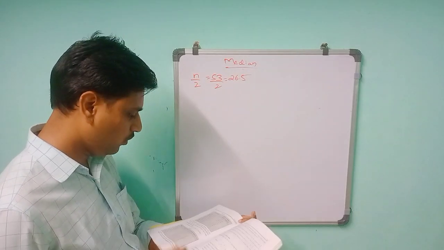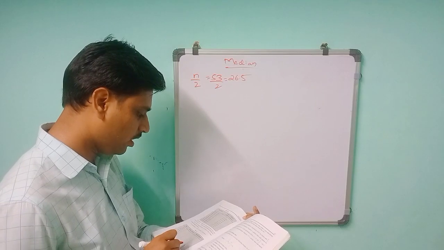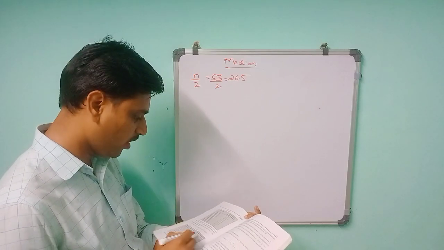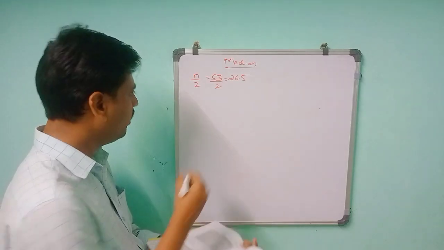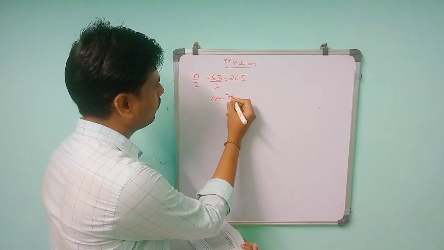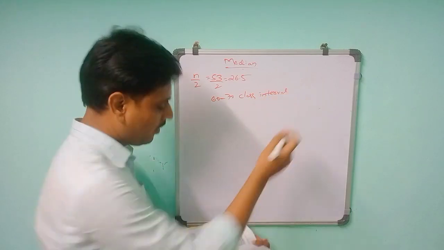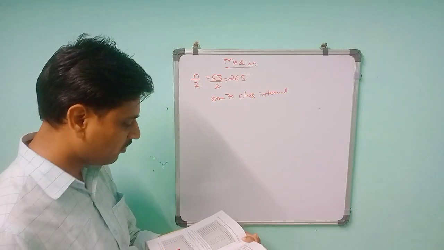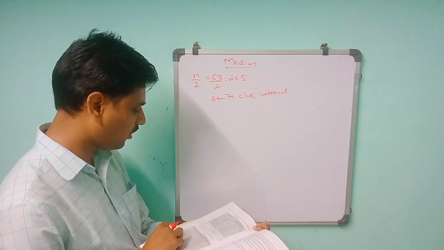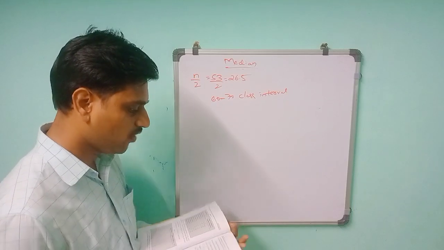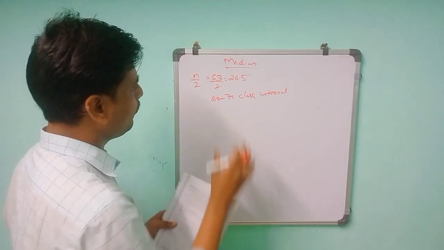Now you refer to 26.5 in the cumulative frequency, to see where it lies. 26.5 lies in the cumulative frequency of 29, because 22 is less. The corresponding class interval for 29 is 60 to 70. Based on this we have to find the median, so this class is the median class.